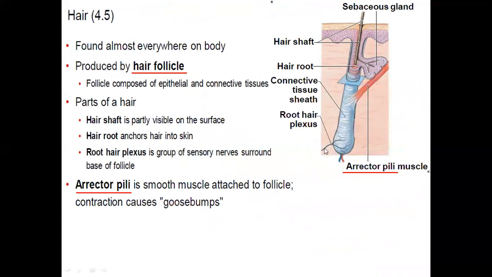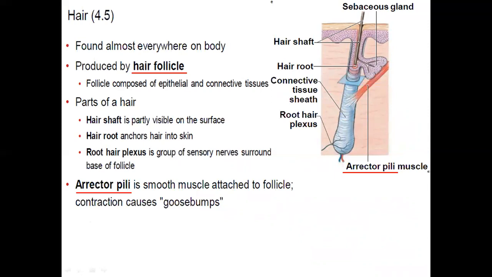And you can see that root hair plexus, this is a nerve plexus as opposed to a vascular or blood vessel plexus. The shaft here is basically the hair that pokes out and you can see on your skin or on your head. That's the shaft of the hair, and the root is basically where the hair resides. It anchors the hair into your skin.